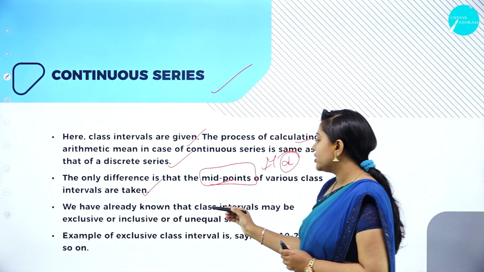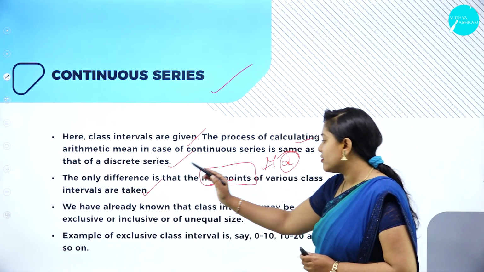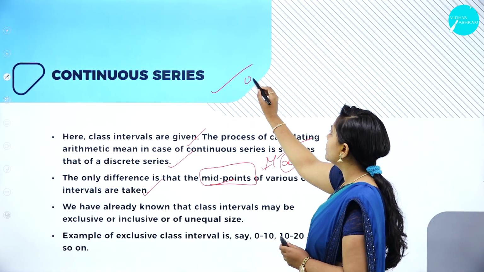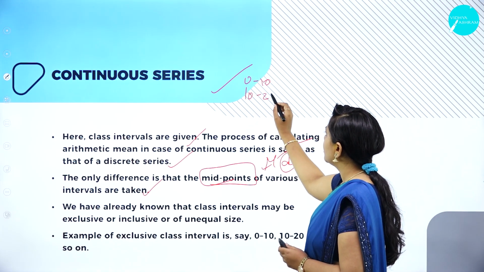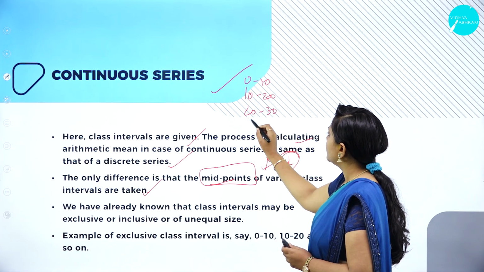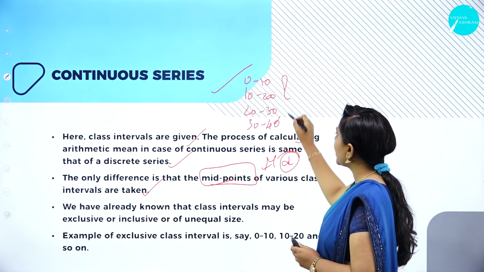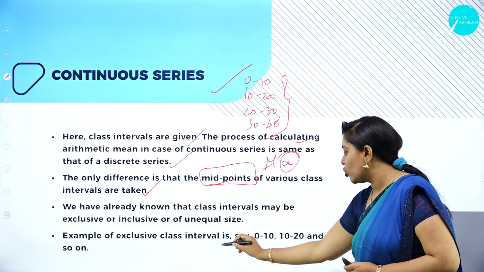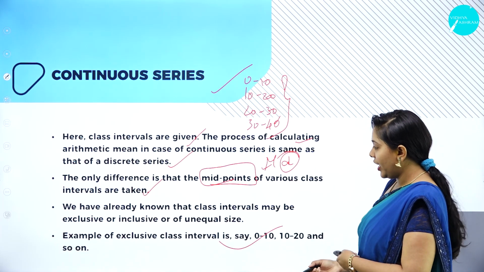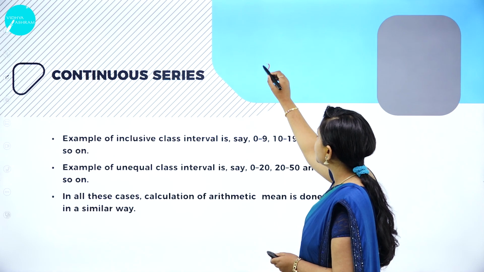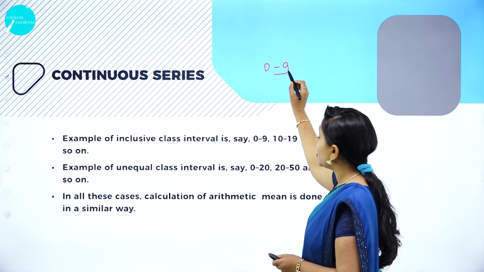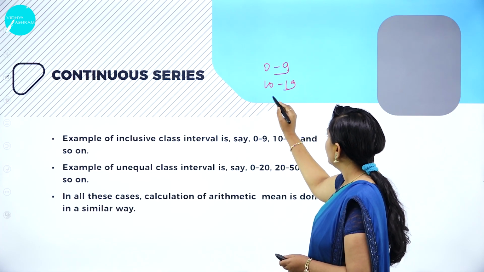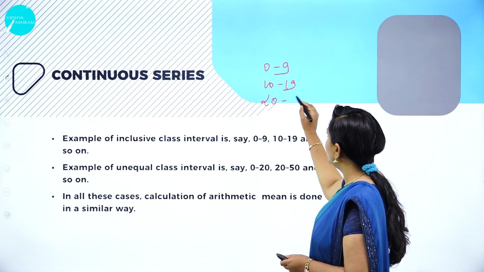We have already known that class interval may be exclusive or inclusive or unequal. So what is exclusive? If the data is given like this, this kind of data is called exclusive class interval. And next, when the data starts from 0 to 9, again this number doesn't start from 9, it starts from 10. So 10 to 19, again it is from 20 to 29.